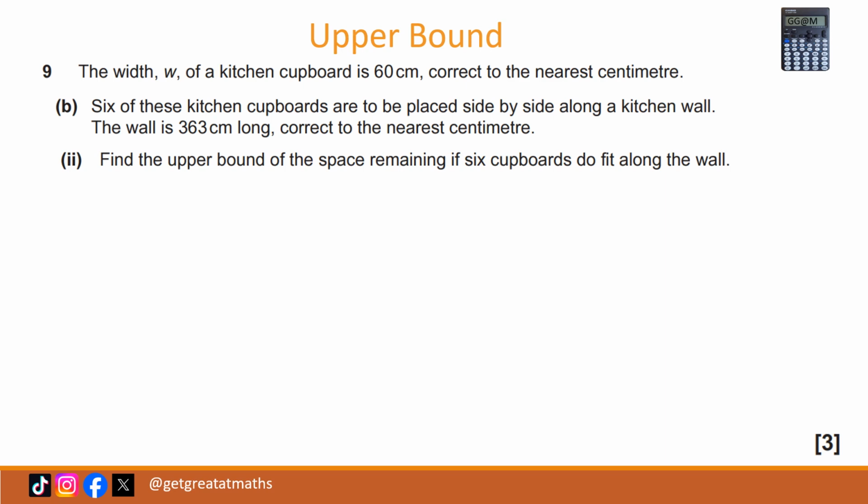Now on part 3 we're going to identify the keywords in the question. You've already seen these from my previous videos: the width is 60, to the nearest centimetre. We have got 6 of these cupboards and the wall is 363 centimetres to the nearest centimetre. This time we've got to find the upper bound of the space remaining if 6 cupboards do fit along the wall. The difference this time is that the cupboards are now going to fit along the wall. What is the upper bound of the remaining space? That's what we've got to find, and this is worth 3 marks.